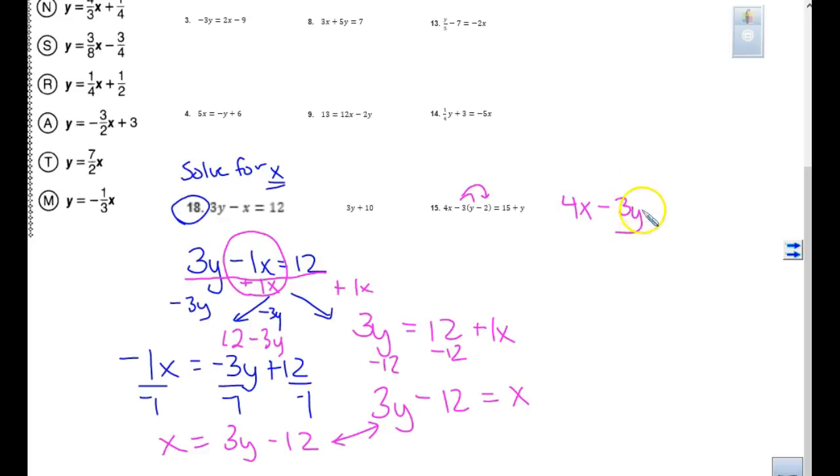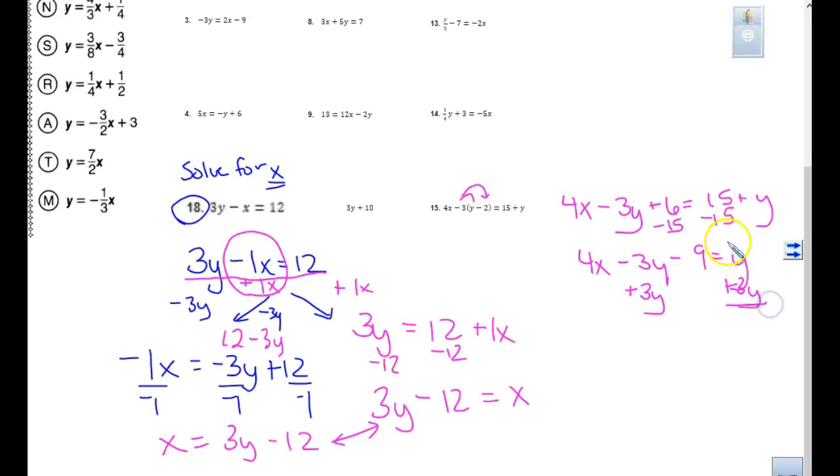Okay? So 3x, and then we're going to have plus 6 equals 15 plus y. Did everyone have a plus 6 there? Mm-hmm. So that's good that you distributed the negative 3. We now need to get all the y's on one side. To me, it's a lot easier to subtract this 15 on both sides and put 4x minus 3y minus 9 equals y. And now get rid of this 3y by adding 3y to both sides.